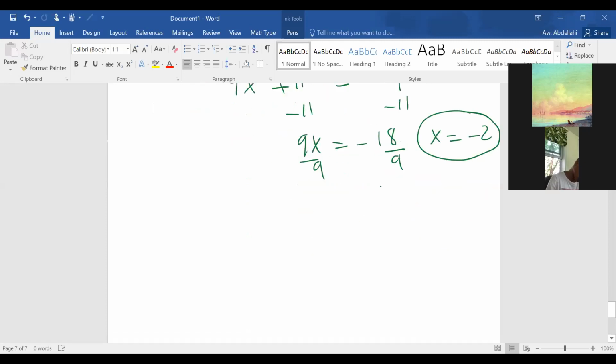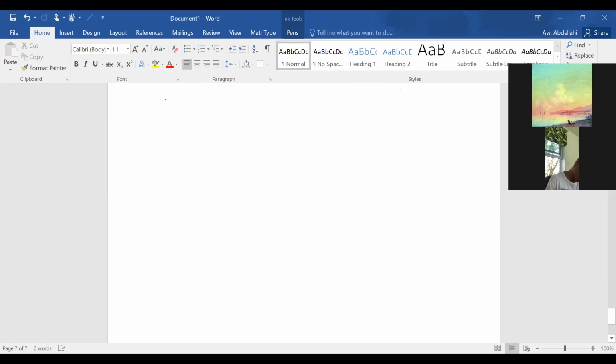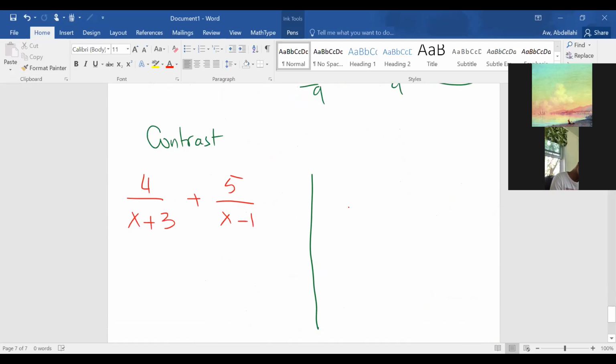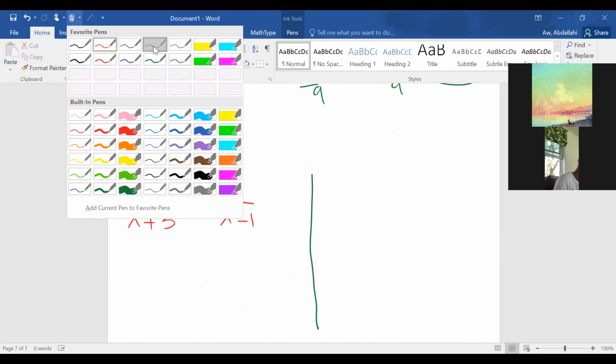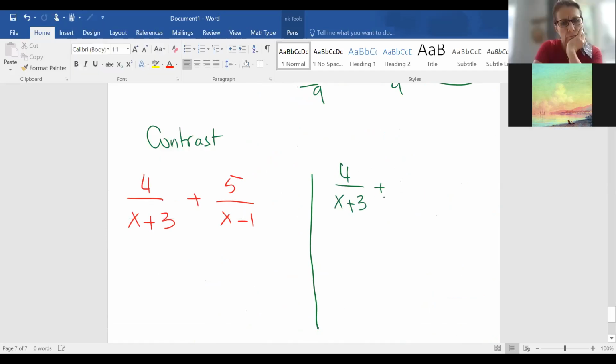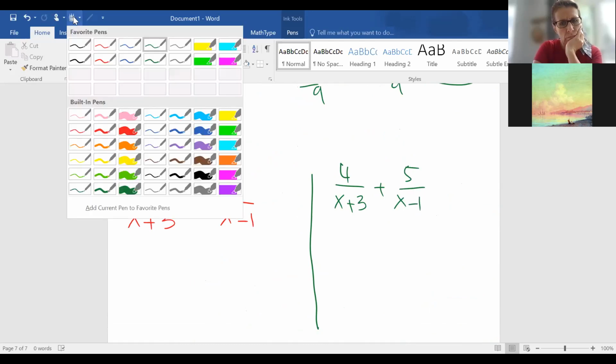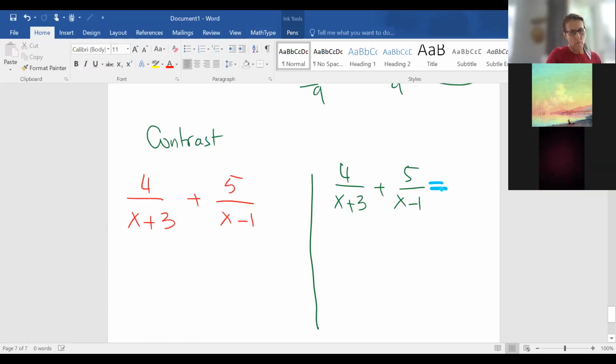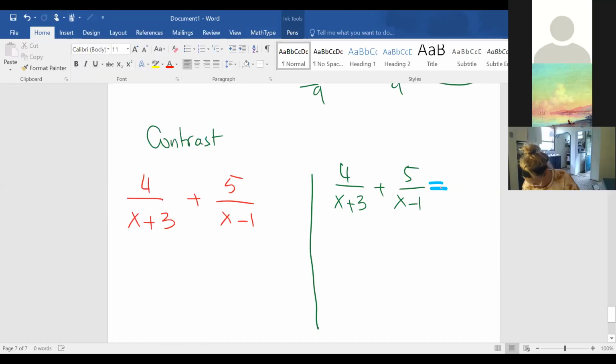Okay. So now just a quick look. Everybody, quick look, contrast between what we did last week and today, before the end of the class. If you have to do this, 4 over x plus 3 plus 5 over x minus 1. You see? And here we have 4 over x plus 3 plus 5 over x minus 1 equal, you see? That is an equation, equal, right? Negative 7 over (x plus 3)(x minus 1).